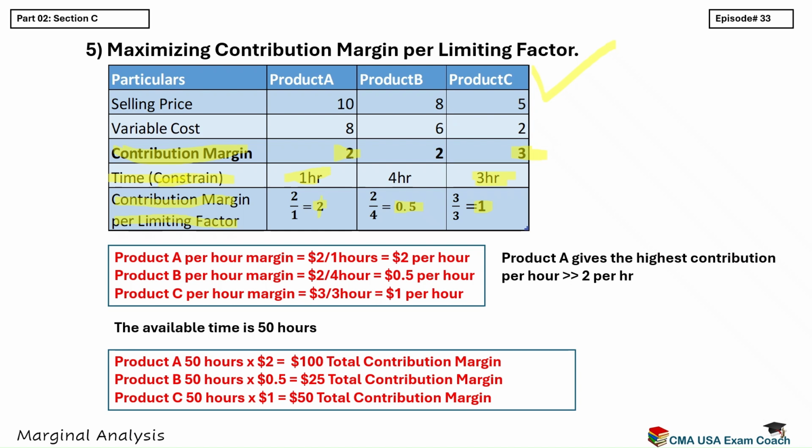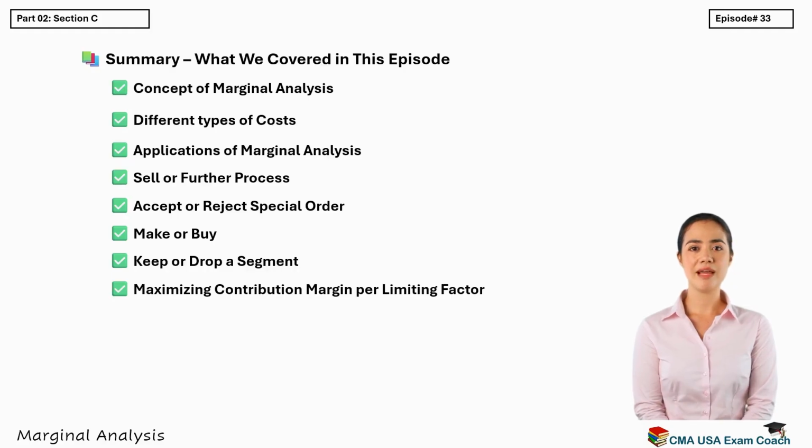So the final conclusion is clear. If we want to maximize profit with 50 available hours, we should produce Product A because it gives us the highest return for every hour we spend. This kind of analysis is very important in decision-making, especially when companies operate under constraints like limited machine hours, labor hours, or materials. Always remember, in such cases, it's not about how much profit per product, but how much profit per limiting factor.